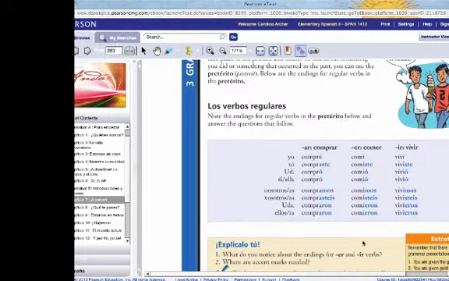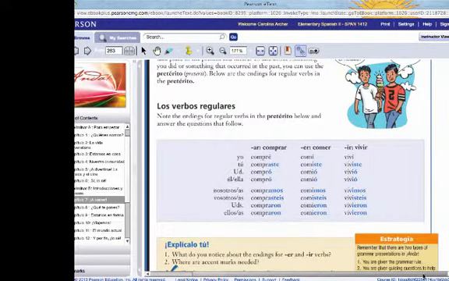Comprar, okay, for comprar, the ending is going to be é for yo, aste for tú, ó for usted, él, and ella, amos for nosotros y nosotras, asteis for vosotros, vosotras, aron for ustedes, ellos y ellas. Okay? So, compré, compraste, compró, compró, compramos, comprasteis, compraron y compraron. Okay? All right. Muy bien.